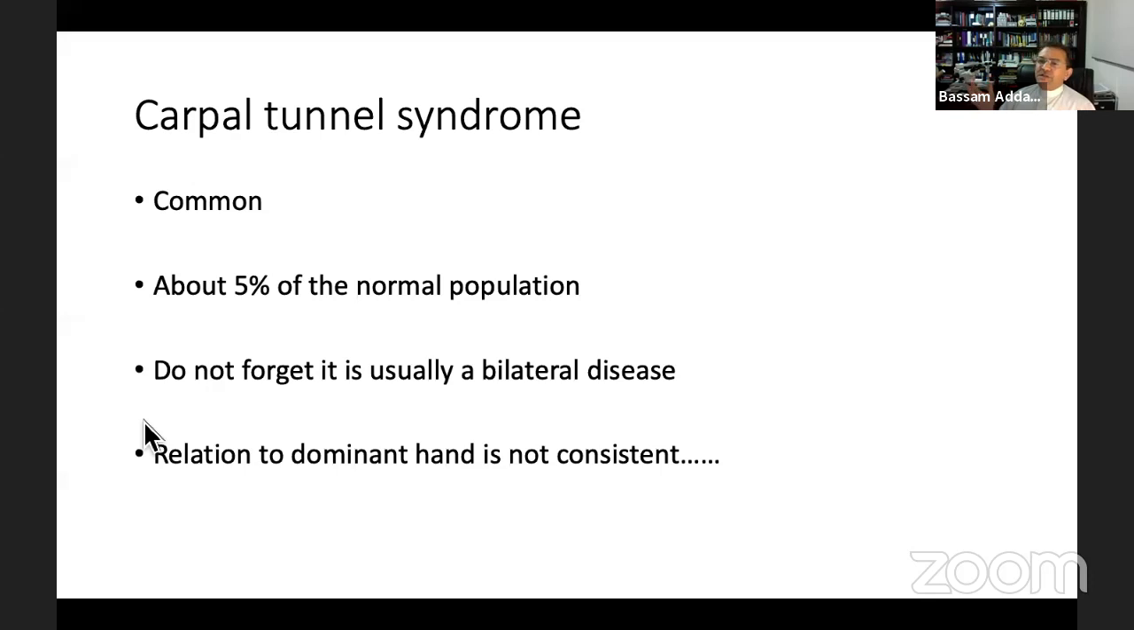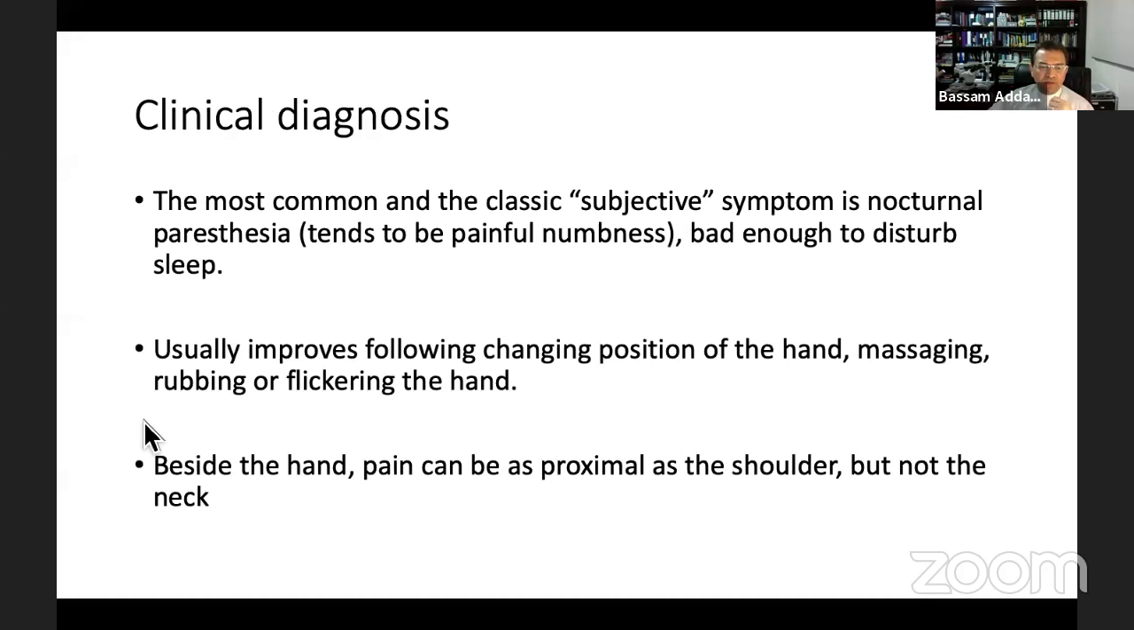It's very uncertain whether the dominant hand is more commonly affected than the non-dominant hand, but there aren't strong reports to support either one. The most common and the classic subjective symptom is nocturnal paresthesia. And they tend to be painful, bad enough to disturb sleep. And just hearing such a history over the phone should make you comfortably suspect or diagnose carpal tunnel syndrome. It usually improves after changing the position of the hand, massaging the hand, or flicking the hand.